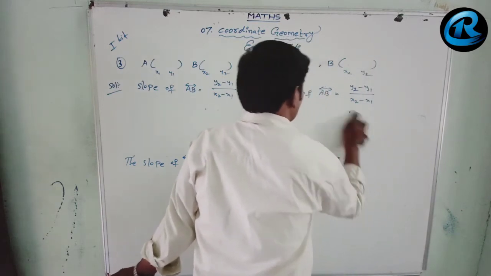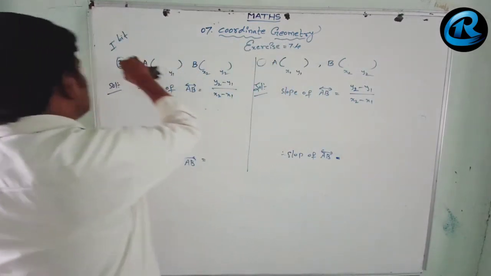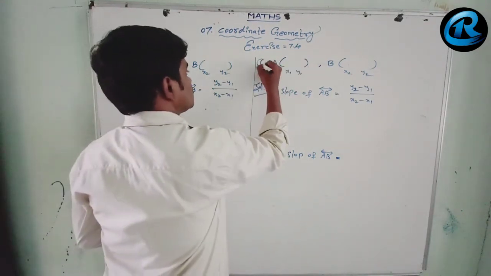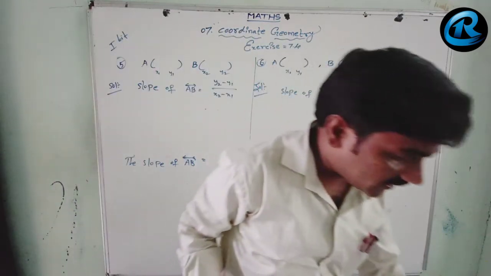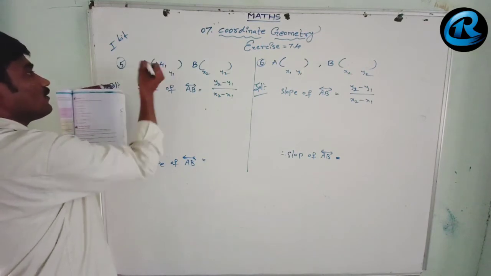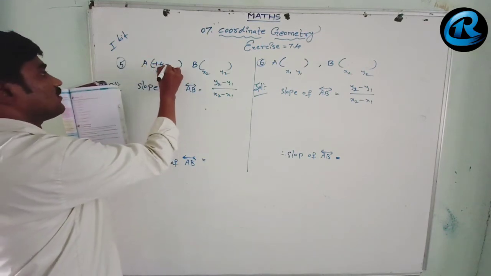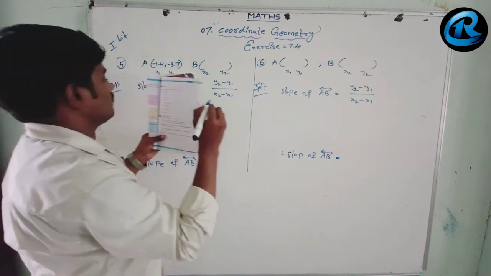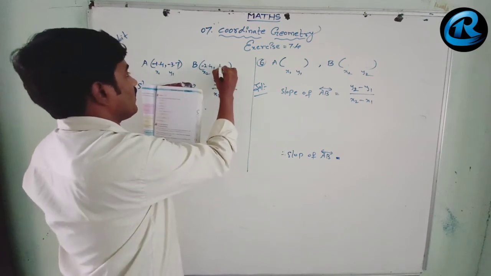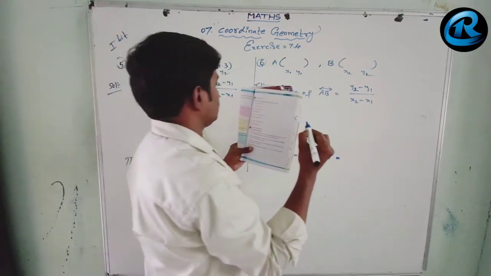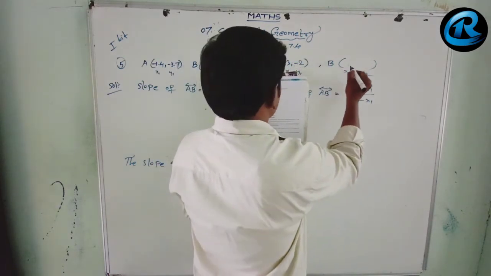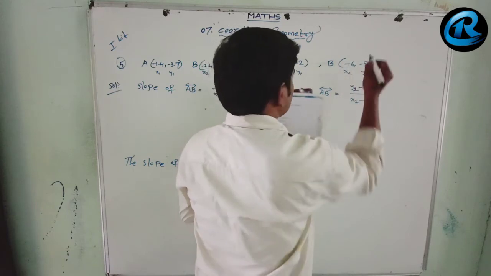In the same way we find the slope. Question number 5 has the points minus 1.4, minus 3.7 and minus 2.4, 1.3. Question number 6 has the points 3, minus 2 and minus 6, minus 2.